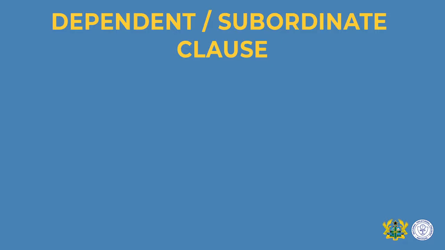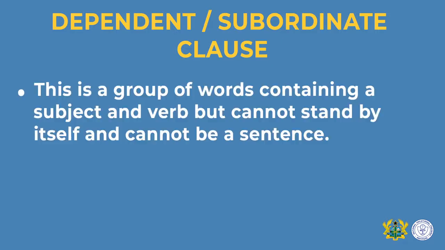dependent clause. What is a dependent clause? A dependent clause is a group of words containing a subject and a verb, but cannot stand by itself and cannot be a sentence. A dependent clause or a subordinate clause is a group of words containing a subject and a verb, but cannot stand by itself and cannot be a sentence.